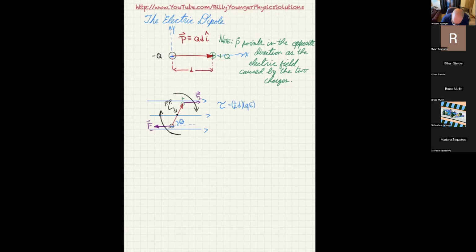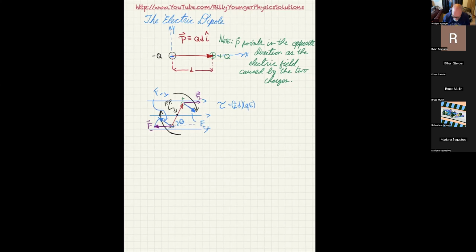But the main thing is I need the component that's perpendicular to the lever arm. So I really need the component like this. So I'm going to say, let's do a blue vector. That's the F minus. All right, let's say that is the force on the negative particle that happens to be perpendicular to the lever arm. Okay. And similarly, this one would be F positive perpendicular.